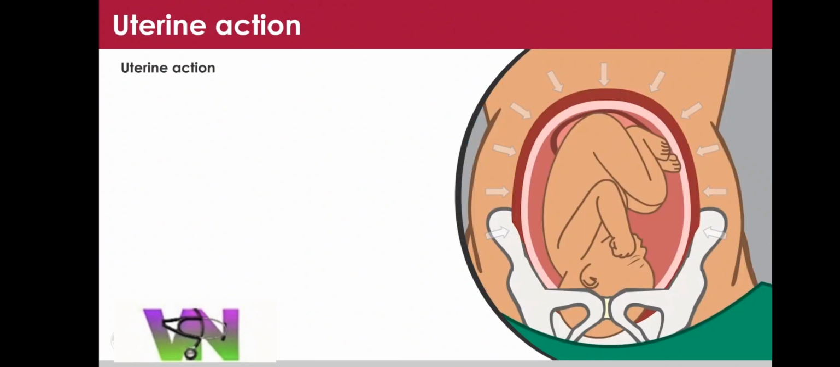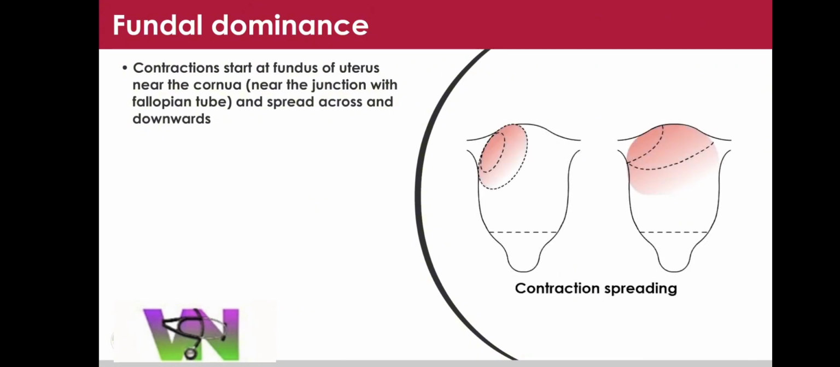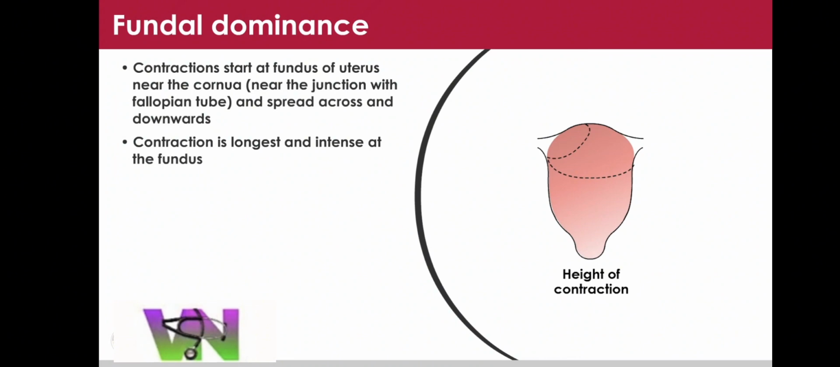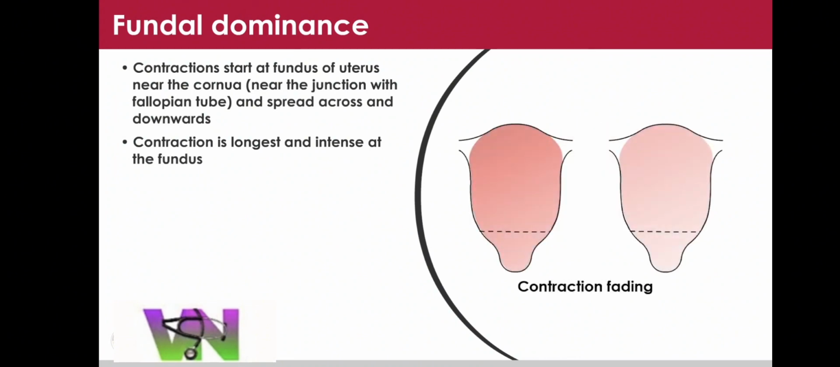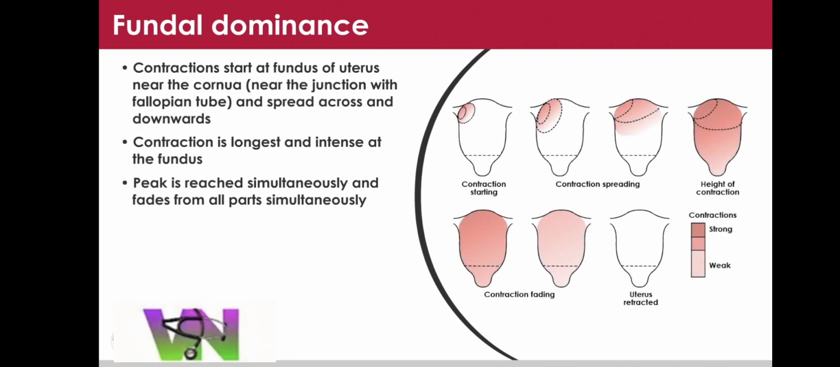Uterine action. Fundal dominance. Contractions start at the fundus of the uterus near the cornua, near the junction with the fallopian tube, and spread across and downwards. Contraction is longest and most intense at the fundus. Peak is reached simultaneously and fades from all parts simultaneously.